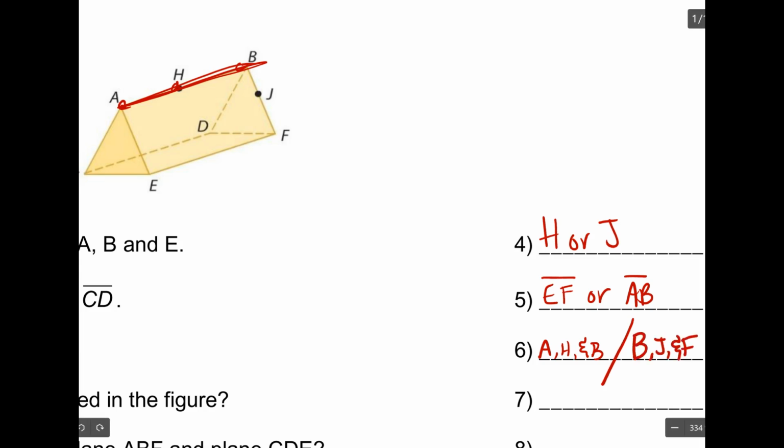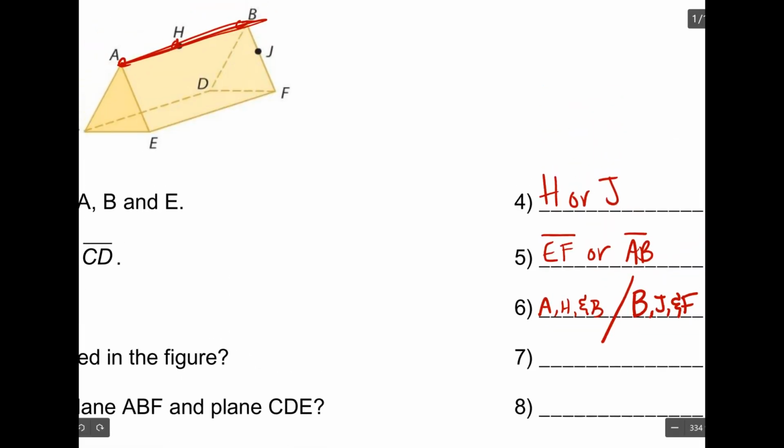Of course, on your actual test on Friday, you only have to say one of them. Same way on number 5, but I'm going through fully so you can see you have options. Number 7 is asking, how many planes are pictured here? If you could pull this 3D out, how many planes are there? Jacob. 5. Perfect.